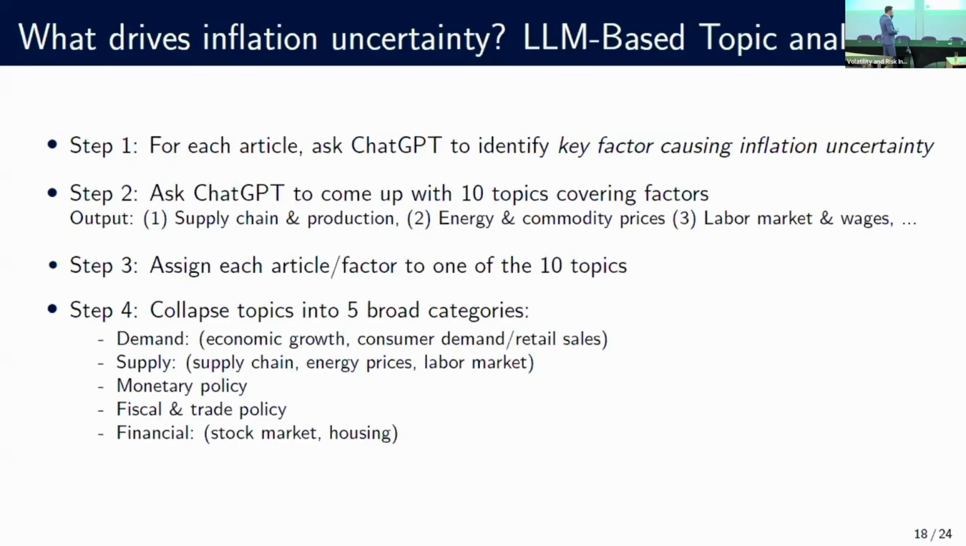Topic 1 is demand. This is all factors related to economic growth and consumer demand. Supply, these are supply chain issues, energy prices or the labor market. Then monetary policy, fiscal and trade policy, as well as financial factors such as the stock market.